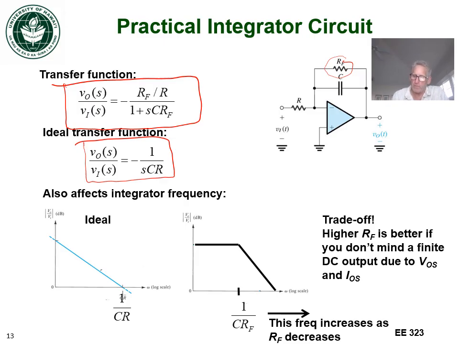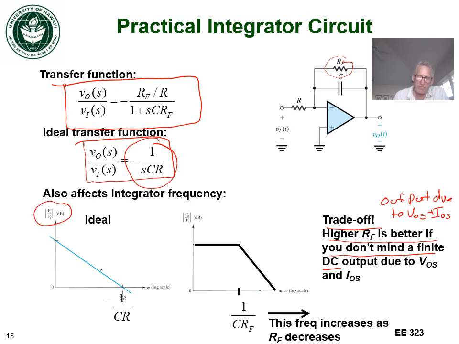And so what this text says is trade-off. Higher RF is better if you don't mind a finite DC output due to VOS and IOS. So higher RF creates a higher DC output, right? But it gives you closer to this ideal transfer function.